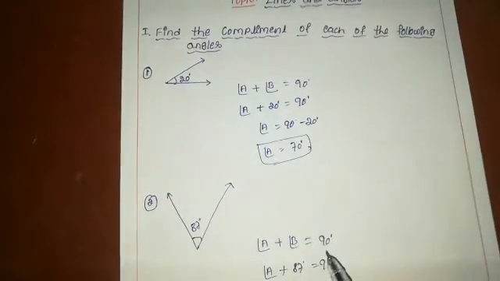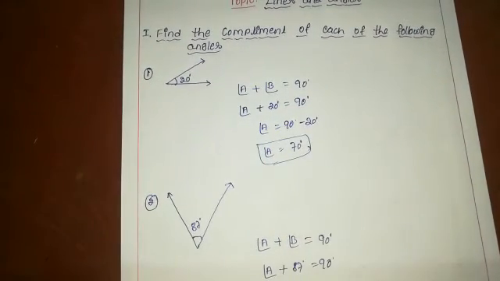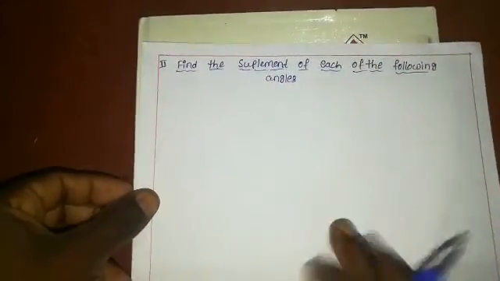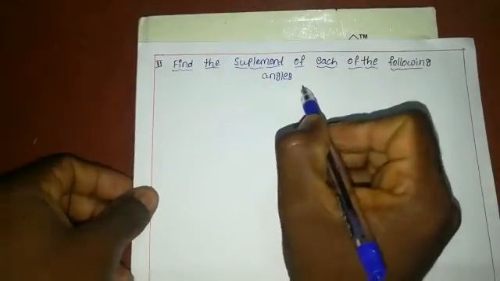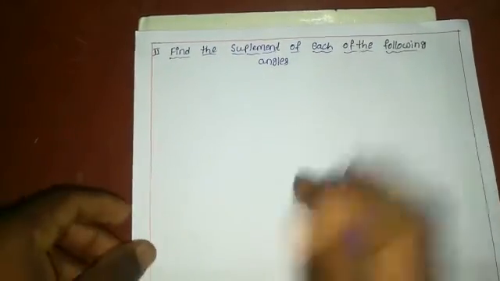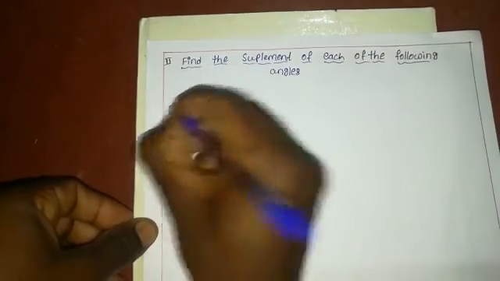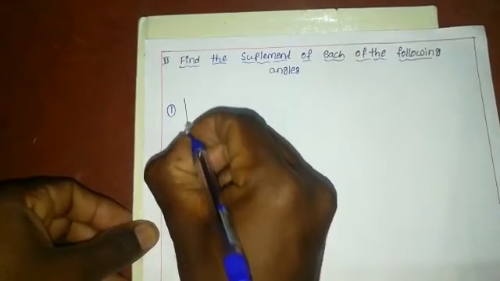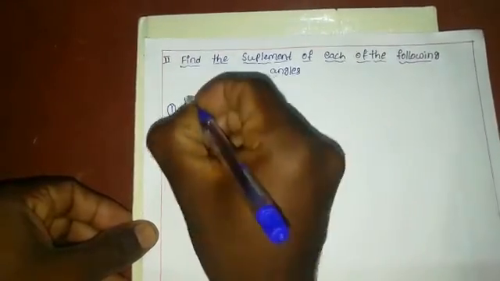Next we move on to the second one from your textbook. Find the supplement of each of the following angles. Now we have to find the supplement angles for the given angles. The first angle is like this.